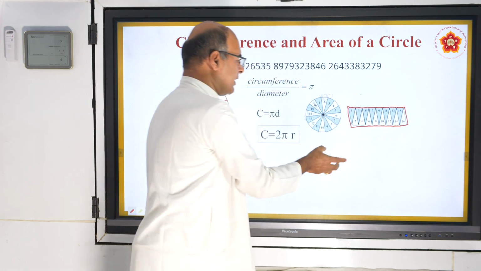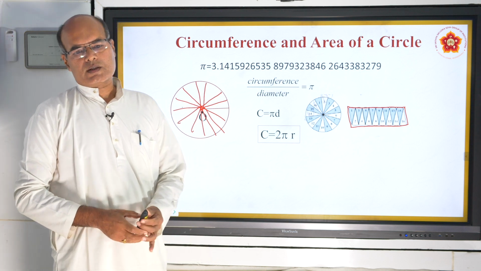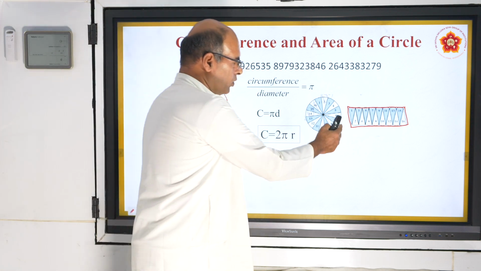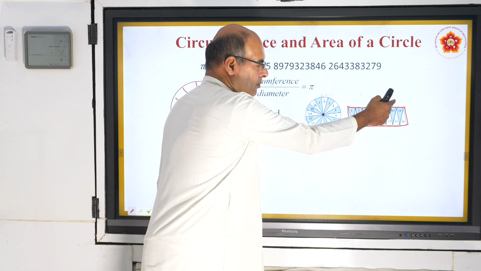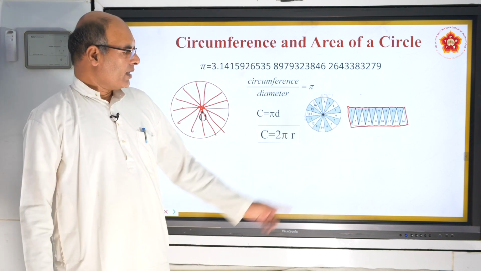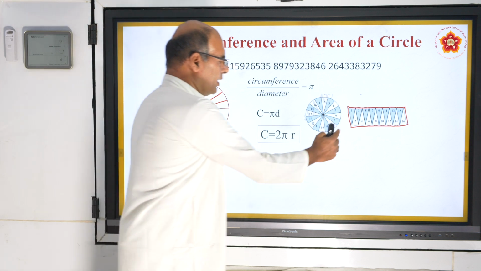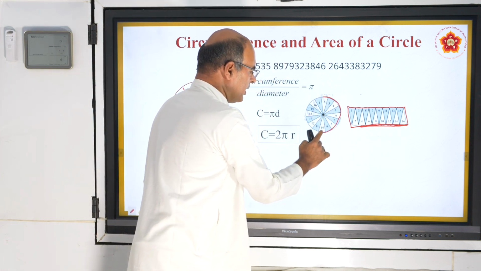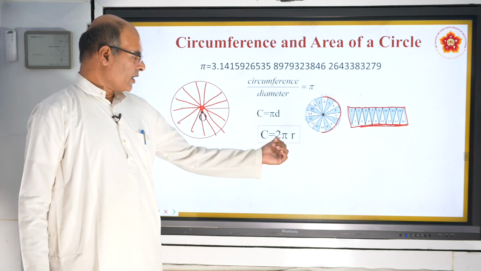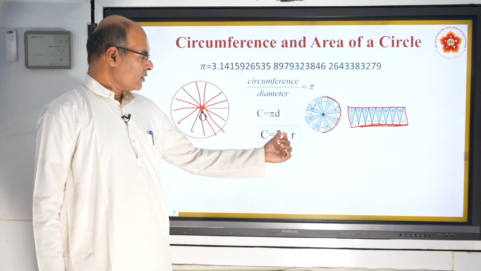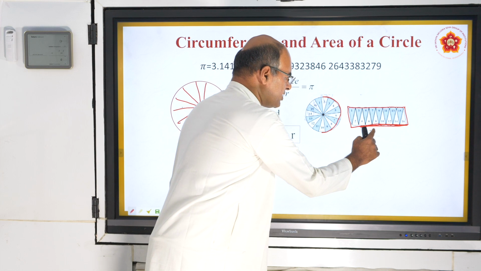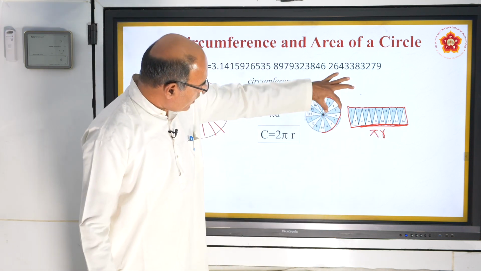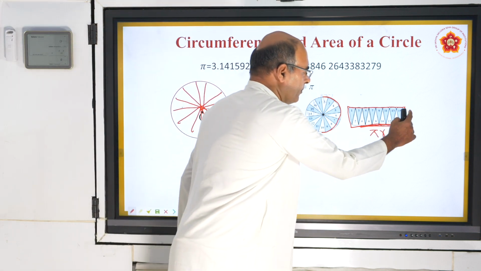So the area of this rectangle is equal to the area of the circle. You know that the area of the rectangle is L into B, length into breadth. Here the length is half of the perimeter. Total perimeter, that is the circumference, is 2 pi r. So half of the perimeter is pi r, which is the length, and its height is equal to the radius of the circle.